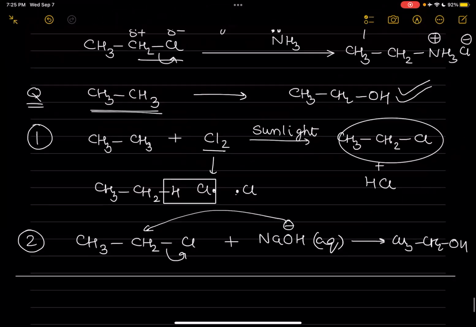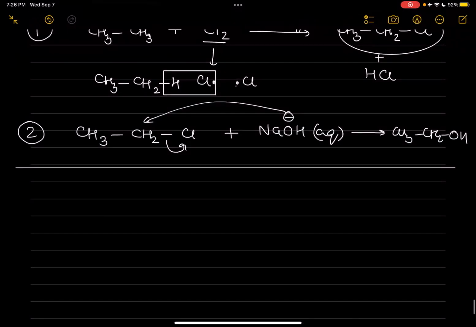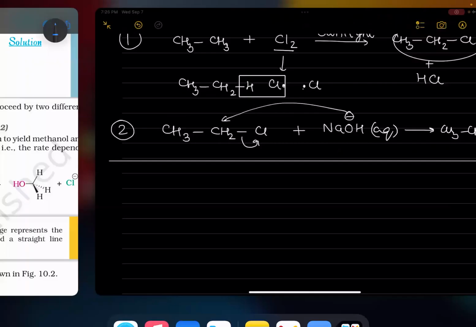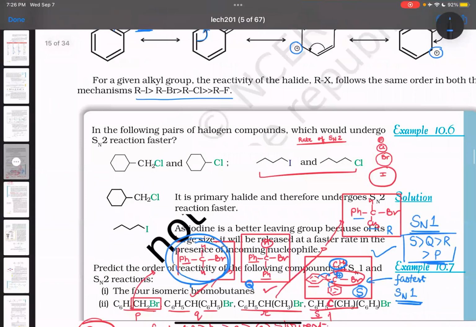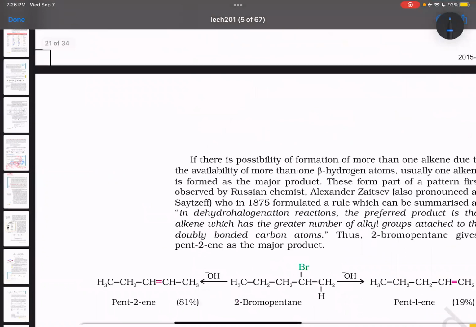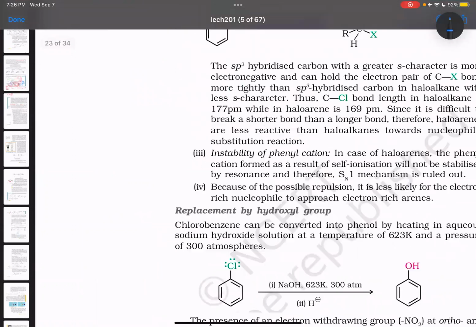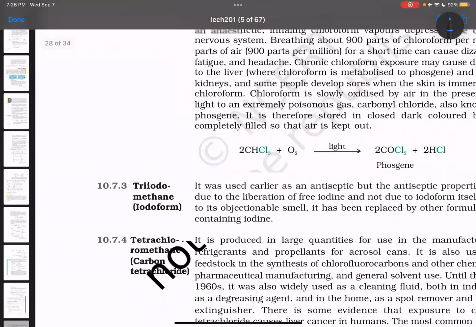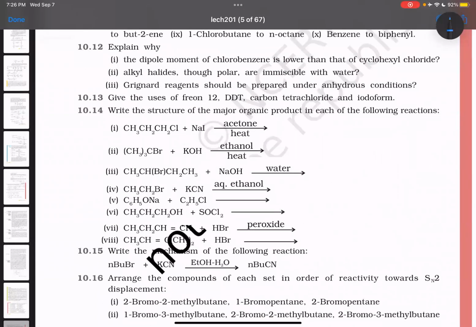So I hope this is clear to all of you, right? In case of any doubt, you can try it on your own. You can try the conversions which are given in the back exercise in the NCERT book. You can do those conversions, but they are easy. You need to think in the same way. A lot of conversions are given in the back exercise.